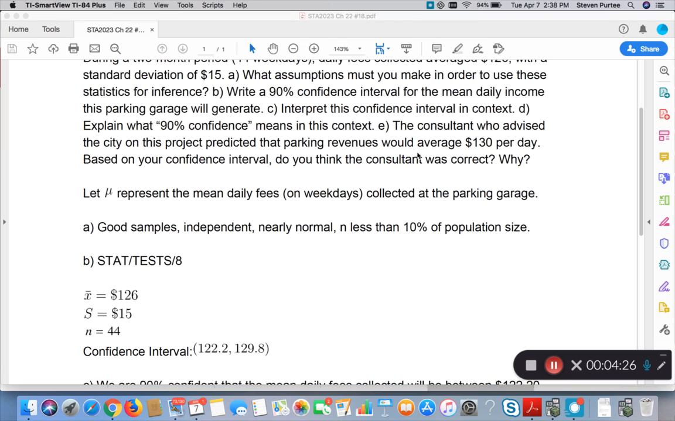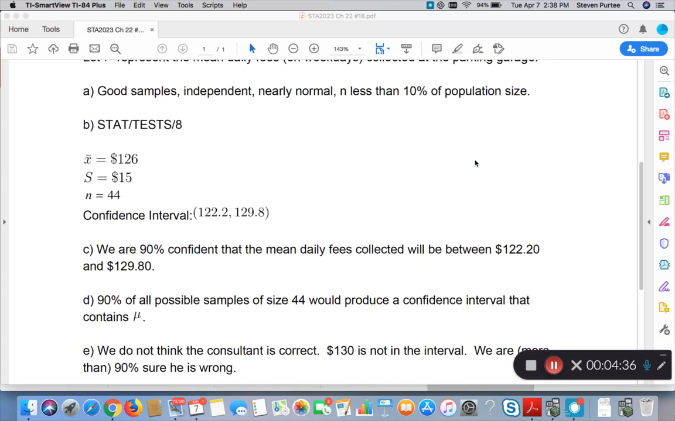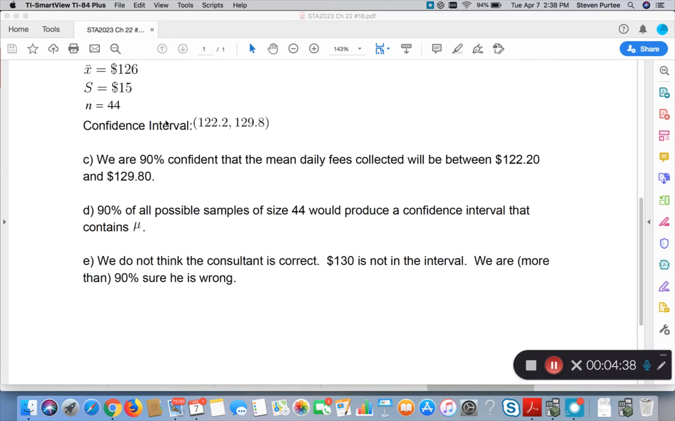And then this consultant makes a claim that the daily amount collected here should average $130 per day. Not according to our interval. We maxed out at 129.8. And you might think, well, that's close to 130. This isn't horseshoes. We don't care. 130 is not in the interval. We don't believe it. In fact, we are more than 90% confident that guy is wrong.